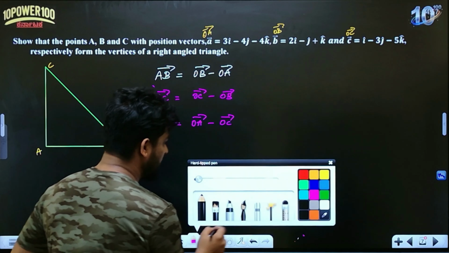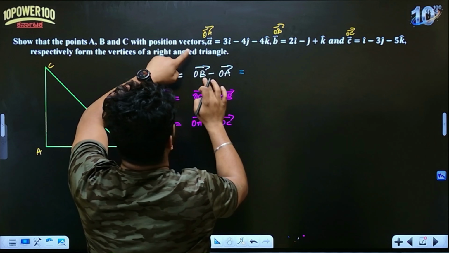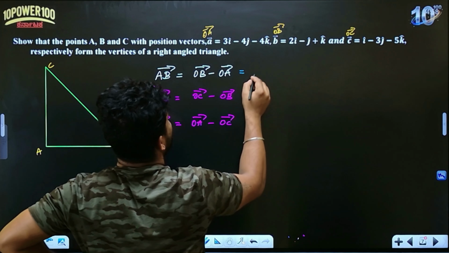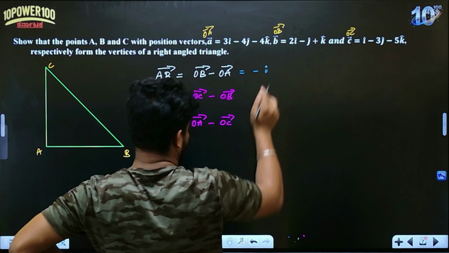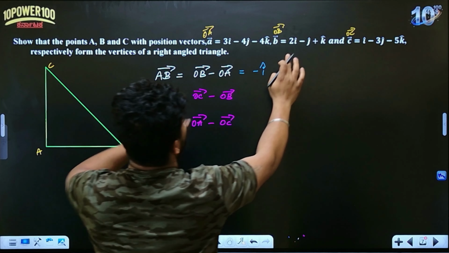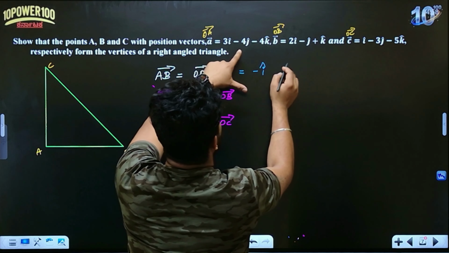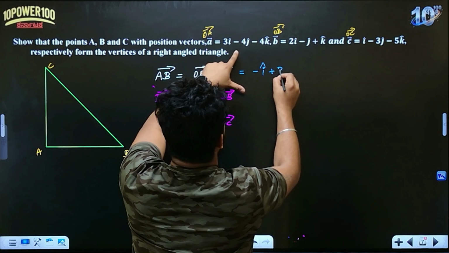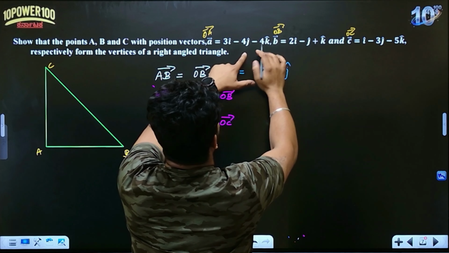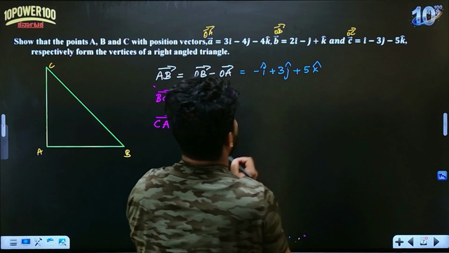Now simple, just substitute all of this. OB minus OA, OB minus this, so 2 minus 3, that is minus i cap. Next minus 1 plus 4, in the sense it is 3j cap. Next 1 plus 4 is 5k cap, correct?